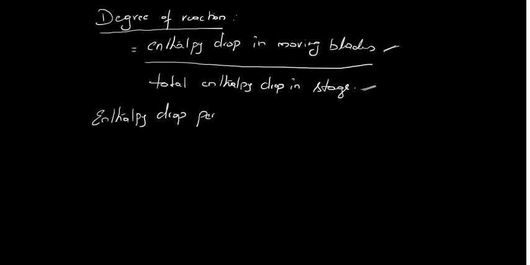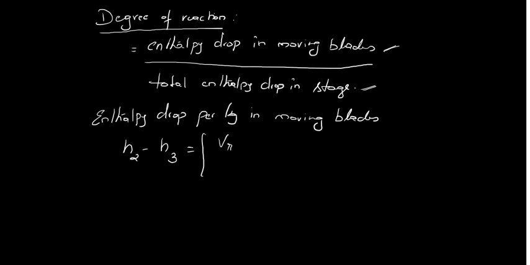Now enthalpy drop per kg, where we are trying to find in a moving blade, is represented as H2 minus H3 and given in terms of (Vr2 squared minus Vr1 squared) divided by 2. Right? This is the expression for enthalpy drop per kg in moving blade. Okay.